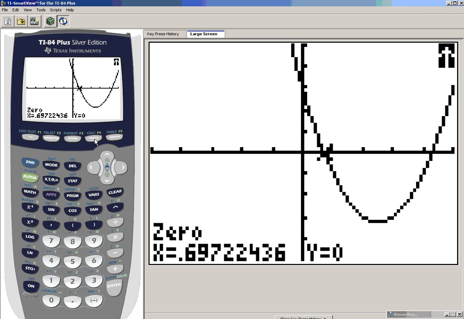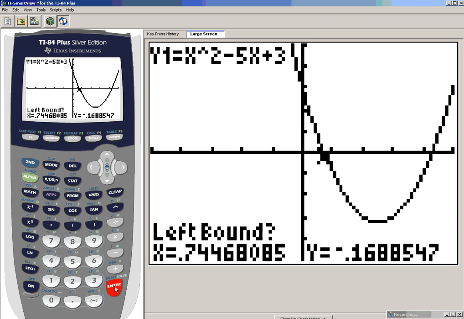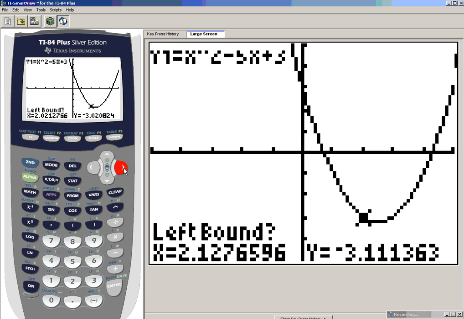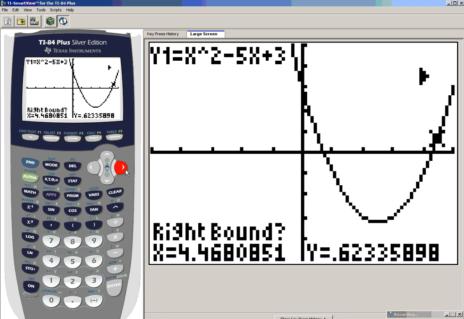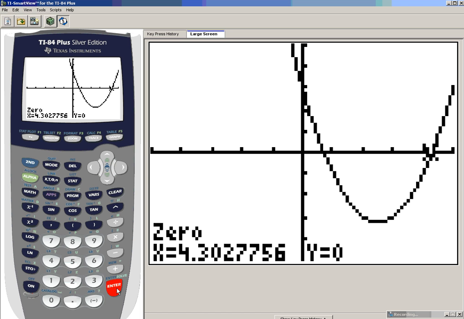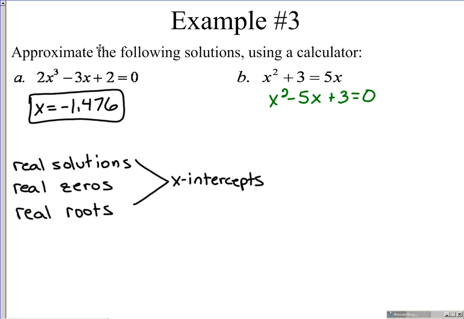Do the same thing to find the second one. Calculate 0. Now we need to arrow over to the left of where this 0 occurs, which happens to be below the x-axis here. Hit enter. Go to the right of where that 0 occurs. Hit enter. And there's our approximation from the calculator, 4.303. Record each of those answers. Our two solutions to this equation are 0.697 and 4.303.